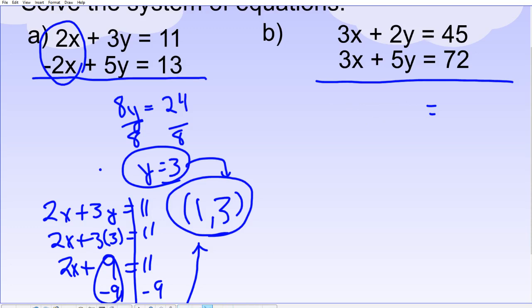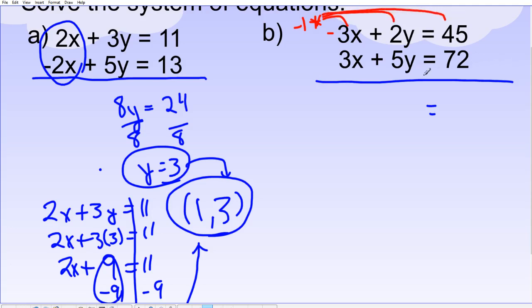It's actually pretty easy. Do you see how these x's have the same number in front? If one of them was negative, let's play pretend, when I add here, my x's would cancel out. They'd be gone. We can make that happen. What I'm going to do is take this top equation and multiply everything by negative 1. Everything. All of them.